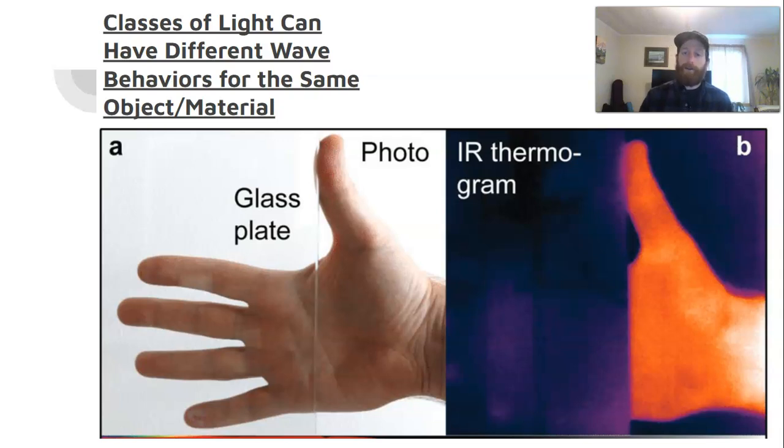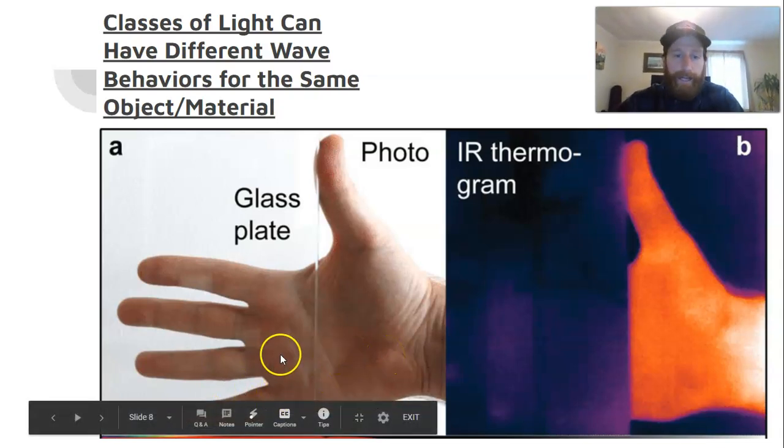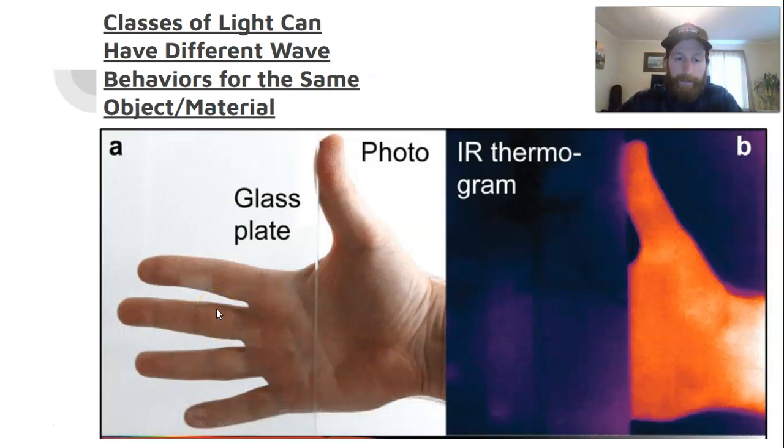And here we're talking about glass, which is a very important object. We're going to talk about glass greenhouses. So glass is a great object to get us to understanding greenhouse gases. And here you can see that this glass plate transmits visible light. I know that because I can see the man's hand behind the glass plate.